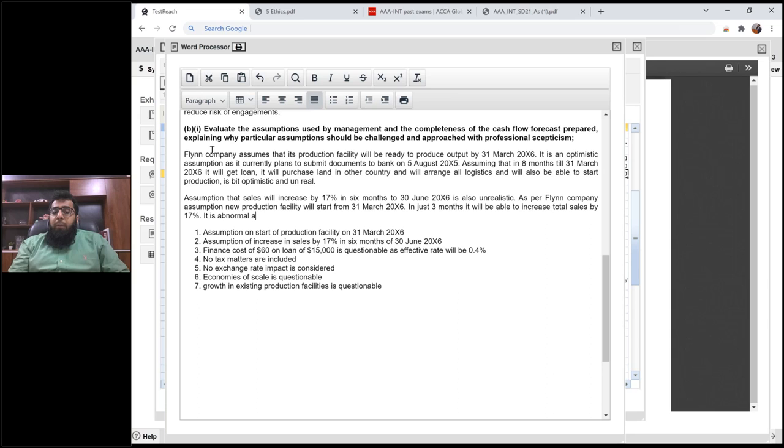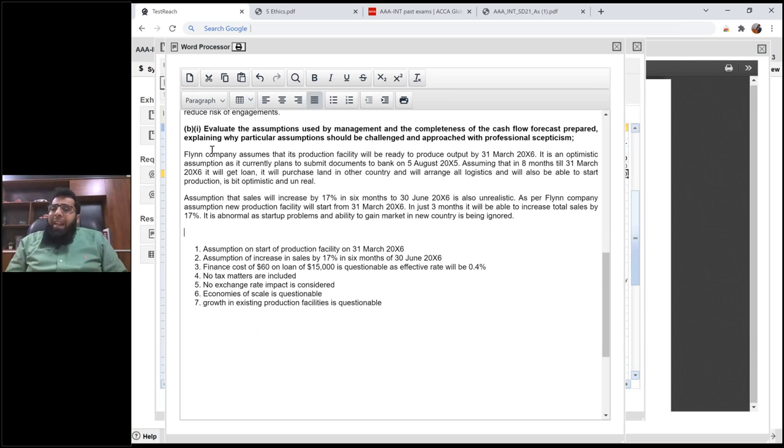As startup problems and the ability to gain market in a new country are being ignored. Now, what do you think? You will construct a new facility and on the very first day, you will open the button and the facility will work on full capacity. This is not practical. In the first 6 months, obviously, there will be many problems. Okay, now let's move forward.